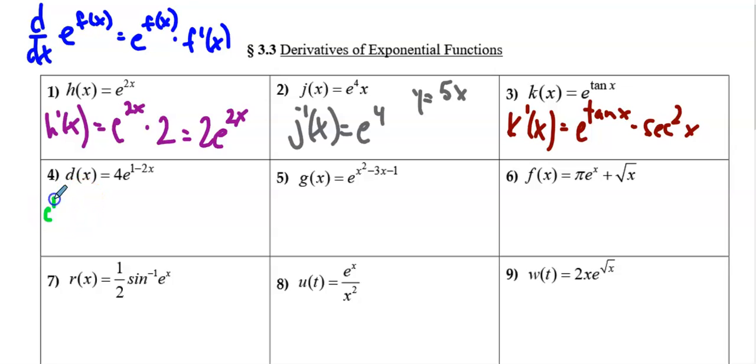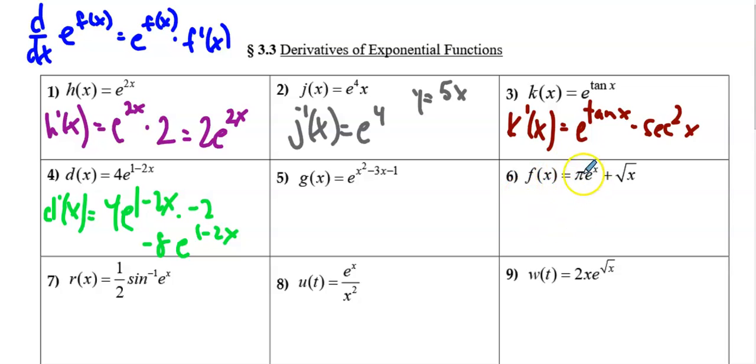Question number 4, we're going to fly through these because they're very straightforward. You leave the number alone. It's just like if I ask you to find the derivative of 4 sine of x. You can leave the 4 alone and just multiply by the derivative of sine. So you're just going to do 4, and then we're going to do e to the 1 minus 2x, and then we're going to multiply by the derivative of this exponent, which is going to give us a negative 2. So this is going to be negative 8 e to the 1 minus 2x. Simple, done, straightforward.